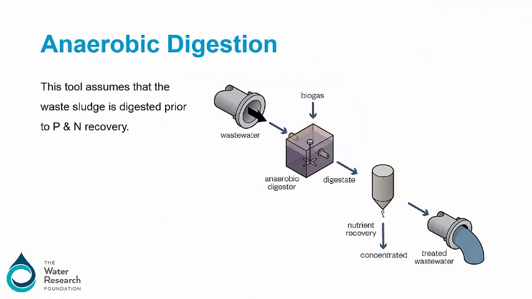Anaerobic digestion is recommended prior to nutrient recovery to help convert organic nitrogen to recoverable ammonia and to release phosphate stored in biomass. Anaerobic digesters can be coupled with combined heat and power facilities to generate usable heat and electricity to offset energy costs. This tool assumes that the waste sludge is digested prior to P and N recovery.